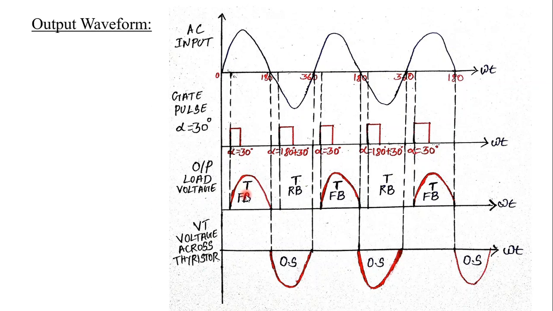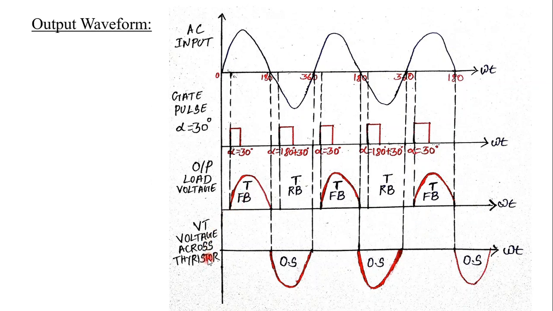Okay, we know this is the half wave controlled rectifier. In the positive half cycle only we get output, because at that time only the thyristor is forward biased. So in the first half cycle, from 30 degree to 180 degree we get the output, and the next half cycle is the negative half cycle. At that time the thyristor is reverse biased, so we do not get the output. Again we get another positive half cycle, next another half cycle, and this is the output load voltage.